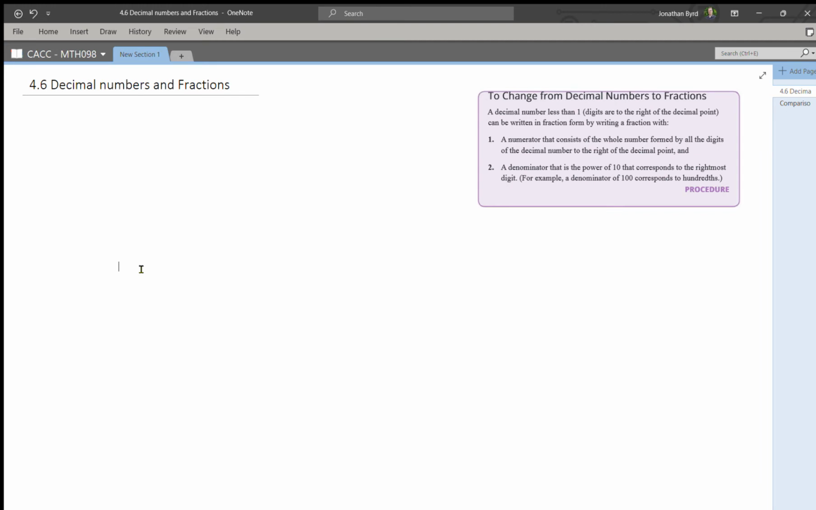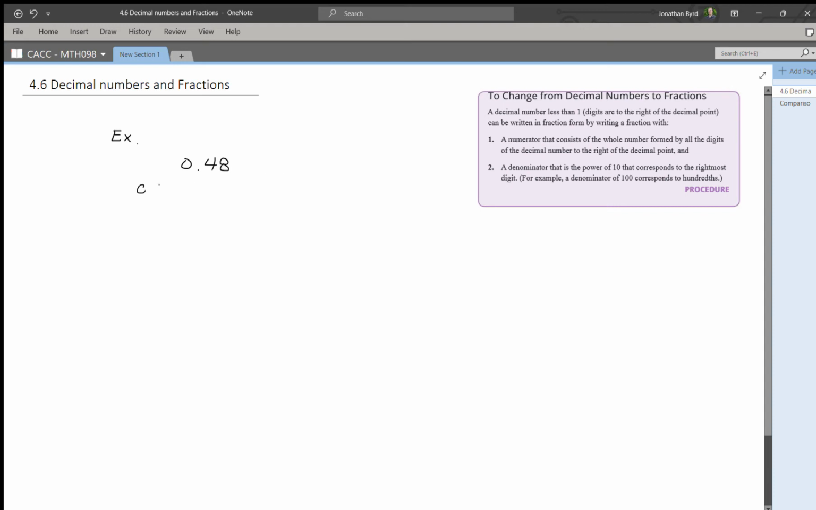And that is all true, but seems a little bit complicated for what they're really saying. And so I look at it this way. If I am given an example of 0.48 and told to change it to a fraction, then really what I can do is say, okay, in order to make 0.48 into a whole number, I would move the decimal place 1, 2 places to the right.